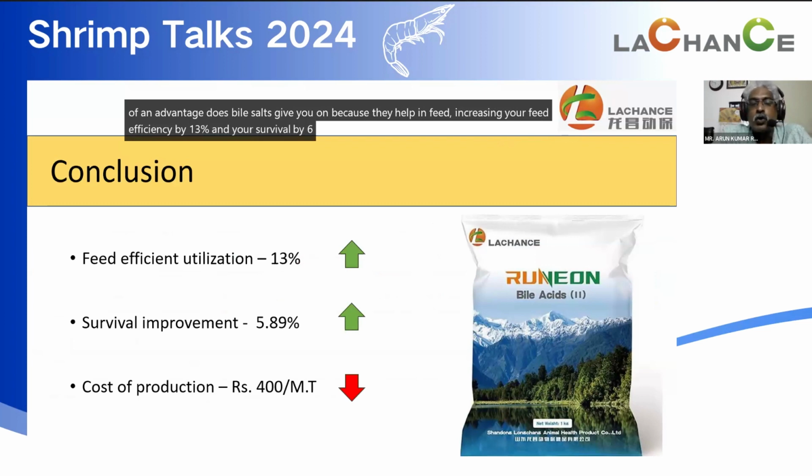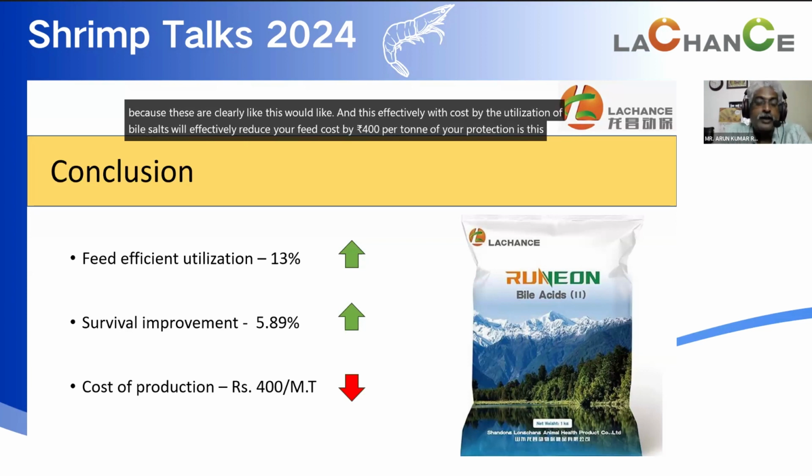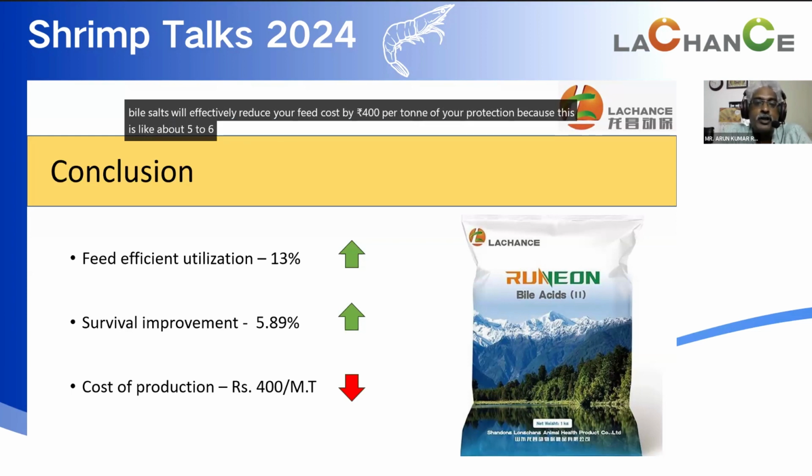This itself will show a clear 15 to 16% reduction in your costs, and about a 10 to 15% hike in your production levels. Effectively, the utilization of bile salts will reduce your feed cost by 400 rupees per ton of your production, because about 5 to 6% of your production cost can be reduced.